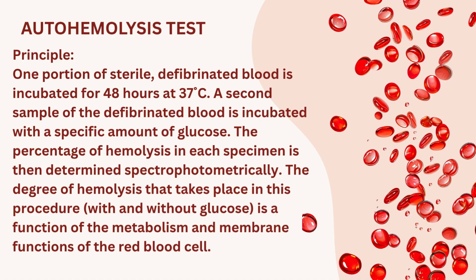Normally, and in certain disorders such as hereditary spherocytosis, the amount of autohemolysis is reduced in the presence of glucose. In other pathologic states, the addition of glucose does not effectively decrease the autohemolysis. The degree of hemolysis that takes place in this procedure, with or without glucose, is a function of the metabolism and membrane functions of the red blood cell.